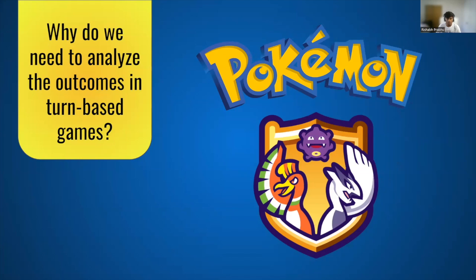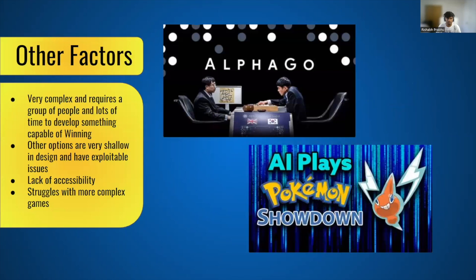Also, specifically in the case of Pokemon, there is a luck factor involved with these calculations. Some other factors are that computers capable of playing turn-based games are usually very complex and require a team to run and develop, or they're very shallow and rely on basic input-output in certain situations and are very exploitable and have major design issues. Another major issue is the lack of accessibility. Not a lot of people can actually get their hands on computers capable of playing games that are capable of winning and playing the game correctly, and they struggle with more complex games.